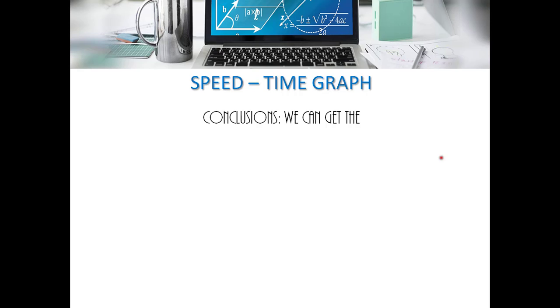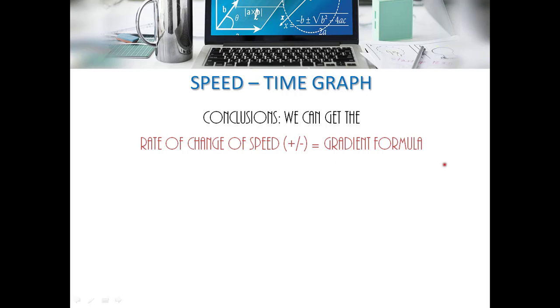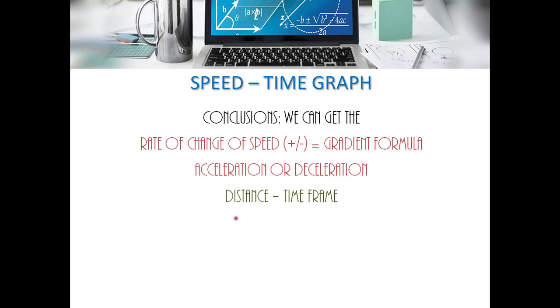Alright, so the speed time graph conclusion: we can get the rate of change of speed. For the rate of change of speed, straight away use the formula of the gradient. You will get acceleration for positive or deceleration for negative. And then the distance, you follow the time frame, which one? From 0 to 5 hours or just in an allocation of time. So the total distance equals the whole journey.